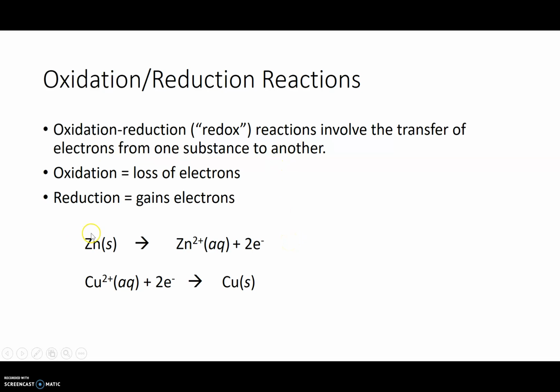So if we take a look here, we have zinc solid, and then zinc loses 2 electrons. So let me get my pen out. So this here, because it lost electrons, is an oxidation. I always abbreviate oxidations OX. And then here we're gaining electrons. Here, copper plus 2 is gaining electrons to become solid copper. So this is a reduction since the copper ion gained electrons to become neutral.